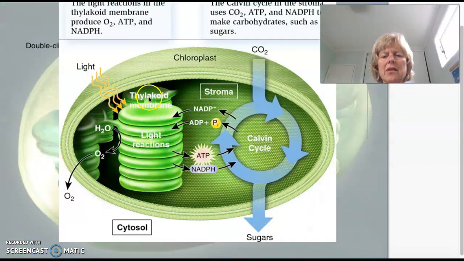So here is another representation of the same context. The light reaction in the thylakoid membrane produces oxygen as a waste product, ATP and NADPH. ATP and NADPH then get delivered to the Calvin cycle, and the Calvin cycle then uses the carbon dioxide, the ATP and the NADPH to put together a glucose molecule.